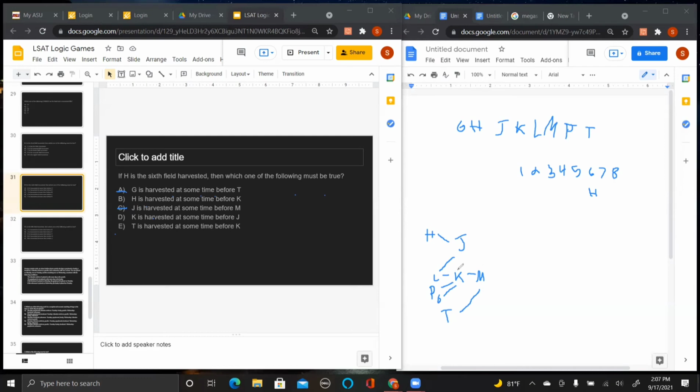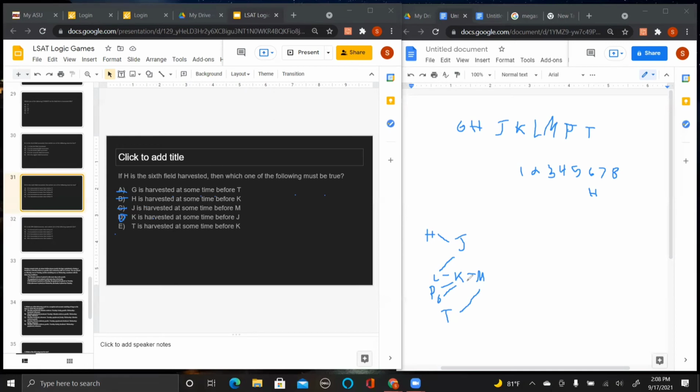H is before K. No, by definition, that cannot be true, because H is over here, and the only things that come after it are J and M, so K cannot go after it. K is harvested sometime before J. There we go. Because J is either 7th or 8th, we don't know which, but by definition K is going to have to be before that, because the other one is going to be M. J and M are 7 and 8. Doesn't matter which one's which, but that means K has to be somewhere in this range, 4th or 5th. Easy enough.